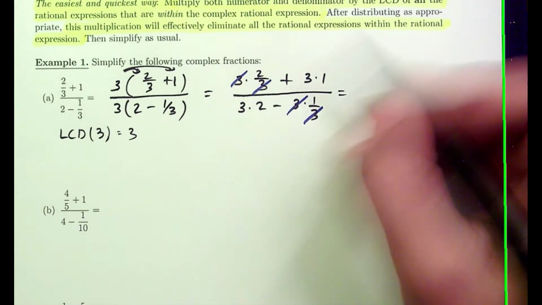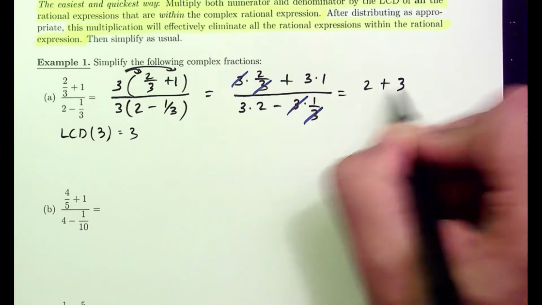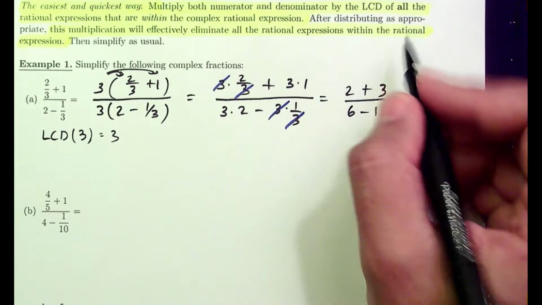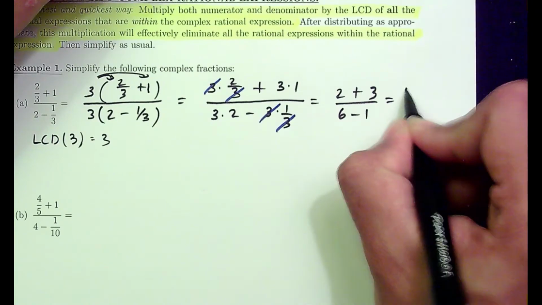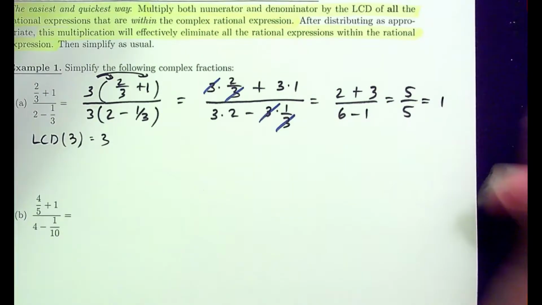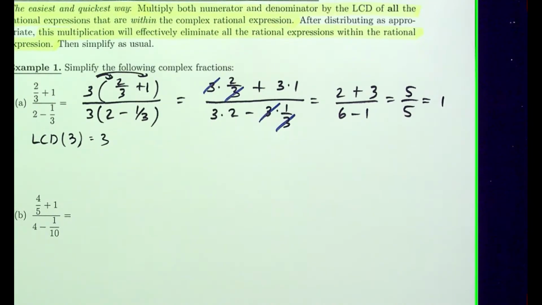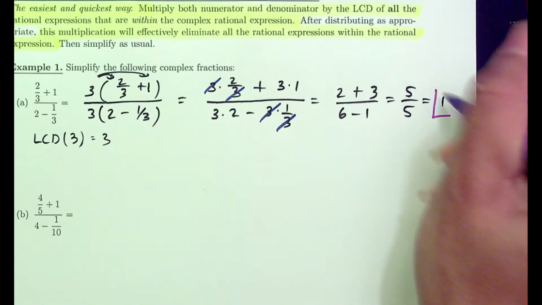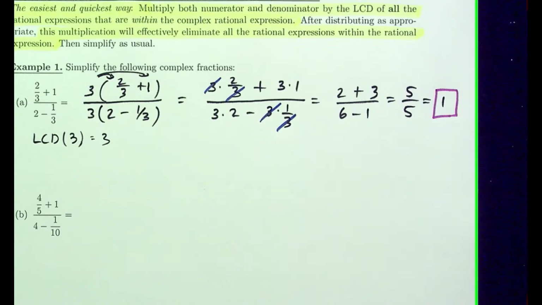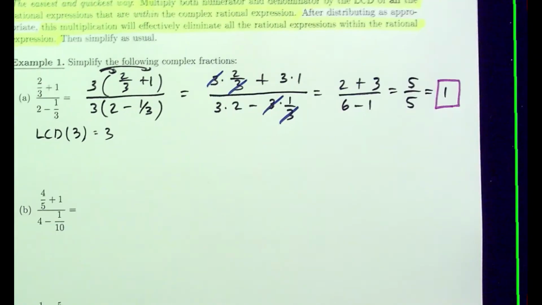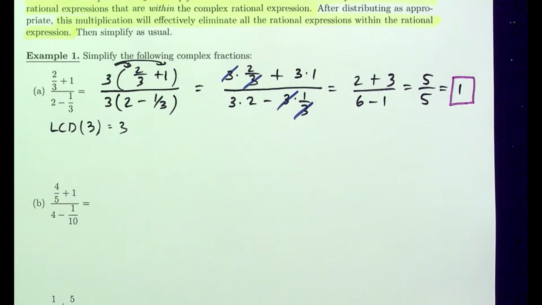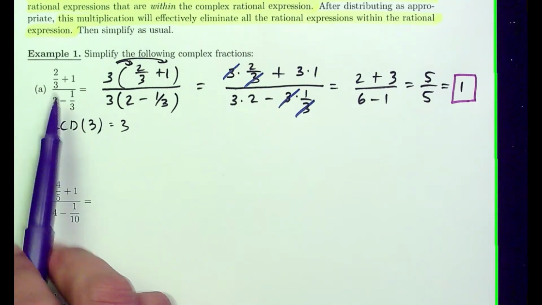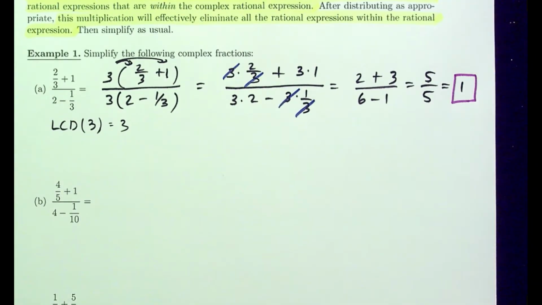And what do you get? You get 2 plus 3 over 6 minus 1. And this simplifies to 5 over 5, which is 1. So the answer is 1. All right. So that's all you have to do. Just multiply by the LCD of all the denominators that you see. In this one, we only had one type of denominator, namely a 3, so that was just that.